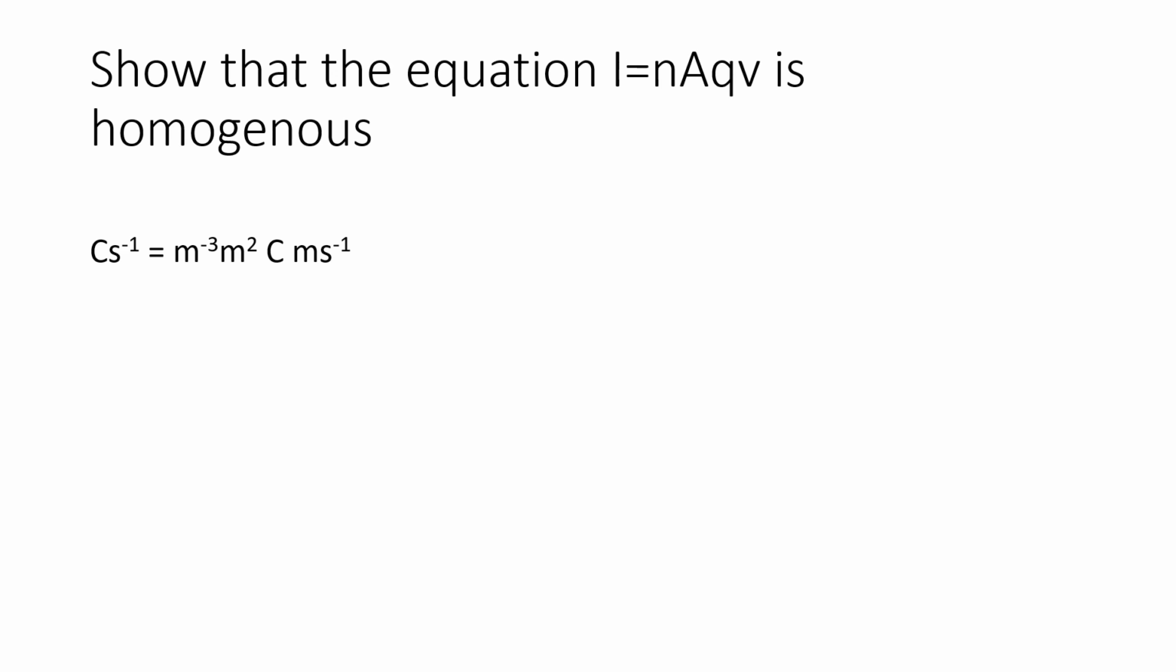That's equal to per meter cubed, which is n, times meter squared, which is A, times coulomb, which is the unit for charge, q, times meters per second, which is velocity. And we see that on the right hand side, the m's cancel, and that leaves us with coulombs per second. So we've got the same units on each side, and that shows that the equation is homogeneous. Essentially, it shows the equation is valid in terms of the quantities and the units that we're using.